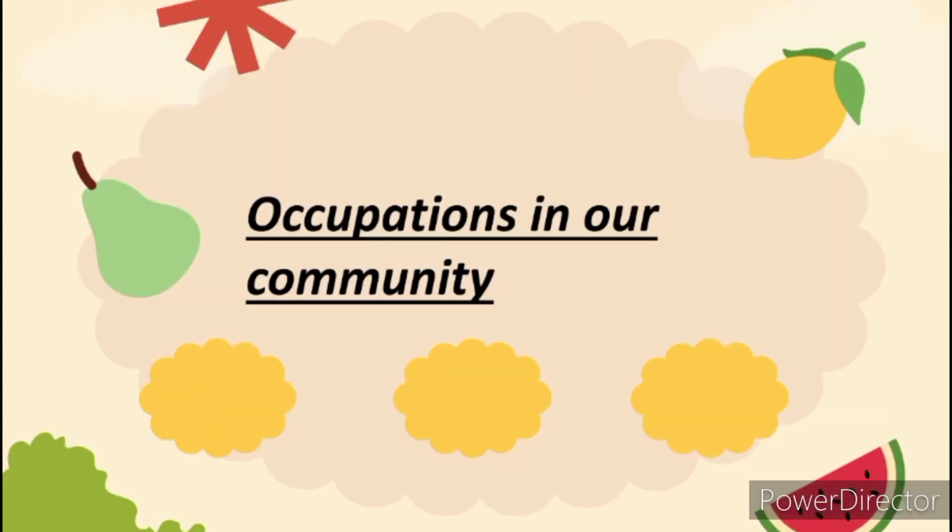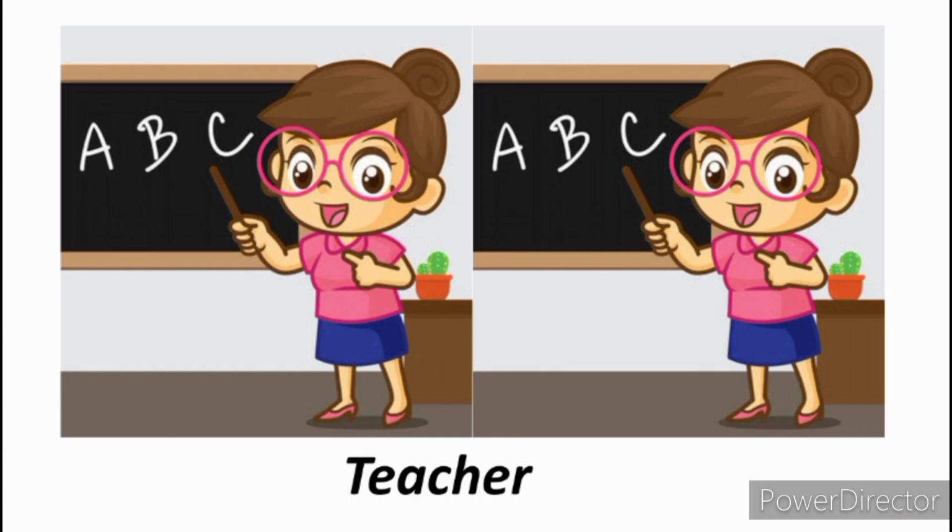Now, let's take a look at occupations in our community. Our communities are made up of many people with different roles. There are different roles that people play in our communities, and these are occupations. Everyone has a role to play in making sure our community is a good place to live in. We're going to be looking at some of these occupations. The first one we have is our teacher. Let's say it together. Our teacher.